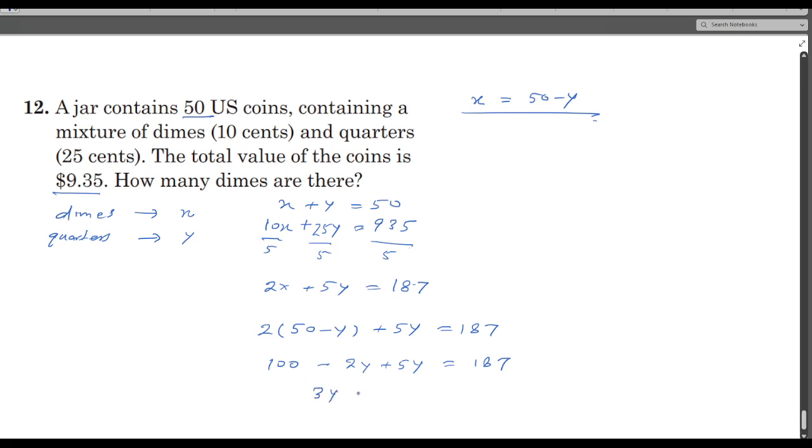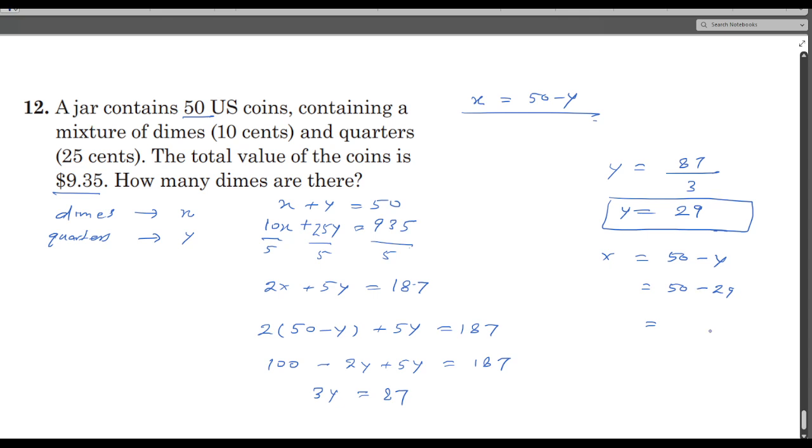3y. This 100 I will move to the right side. So 187 minus 100 is 87. Therefore, the value of y is equal to 87 divided by 3. So 3 to the 8 and 27, 3 9s are 27. So the value of y is what? 29. Value of x is 50 minus y, that is 50 minus 29. 10 minus 9 is 1, 4 minus 2 is 2. So your x is 21. Okay, x is 21, y is 29.